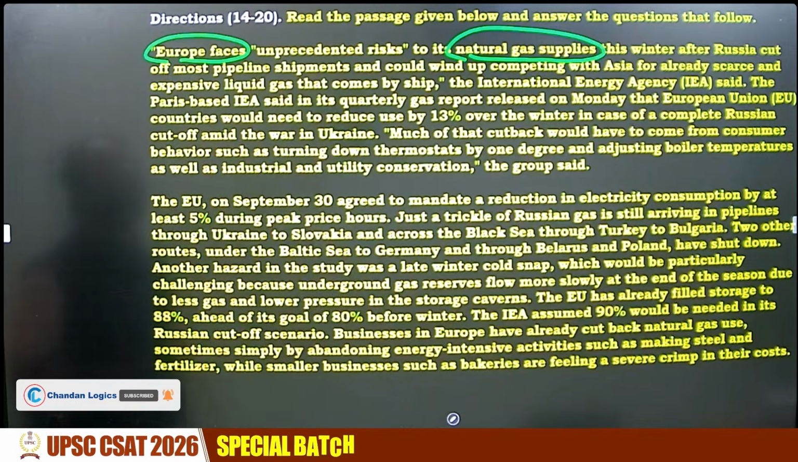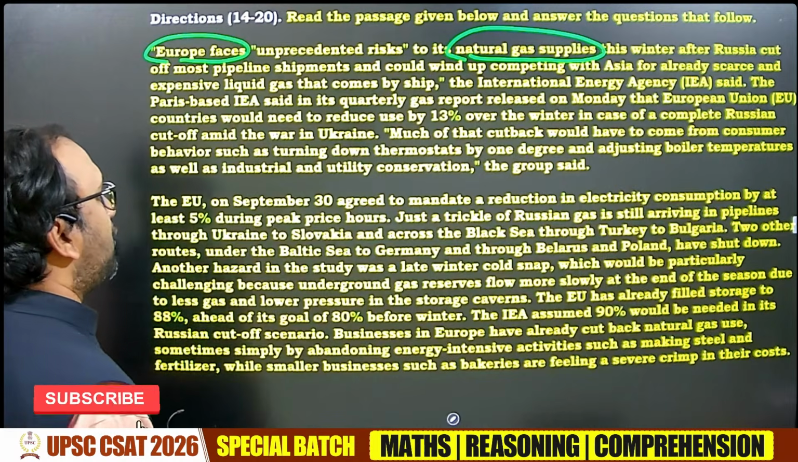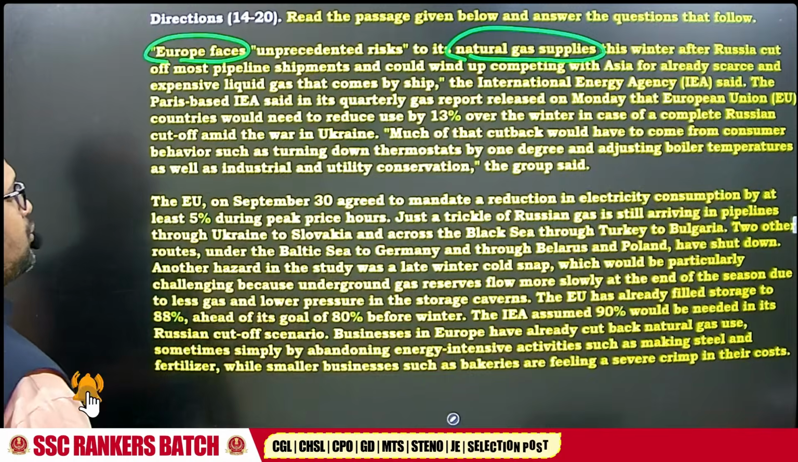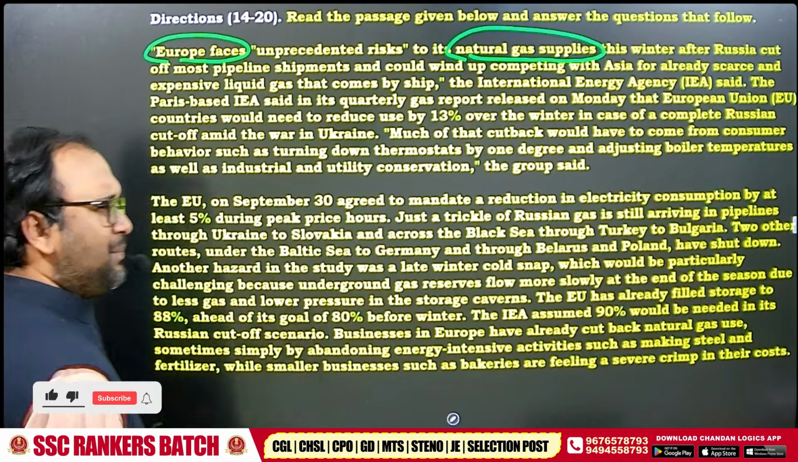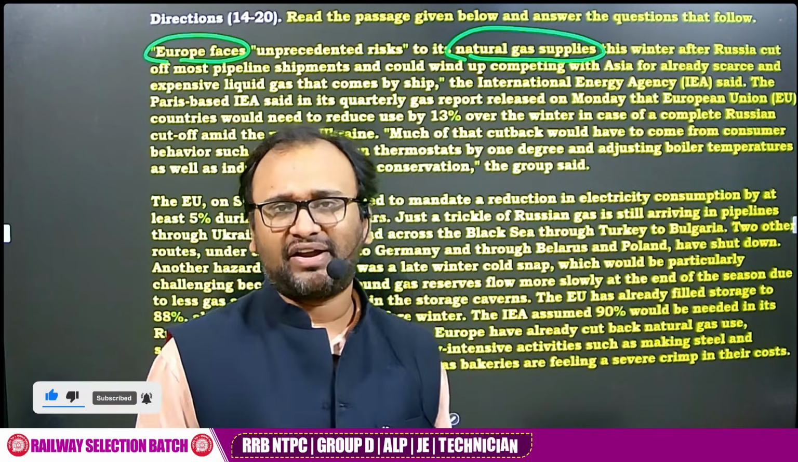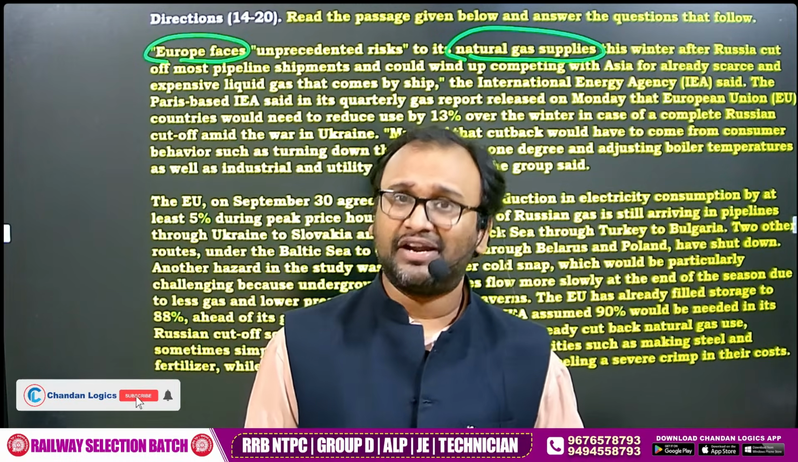Okay. So the Paris-based IEA said in its quarterly gas report released on Monday that European Union countries would need to reduce 13% over the winter in case of a complete Russian cut-off amid the war. So I'll put it very easy for you. Russia, Ukraine, fight, fight. All the world is affected by that.